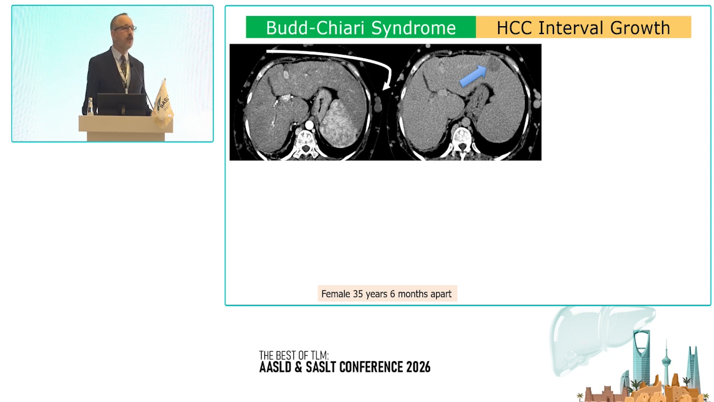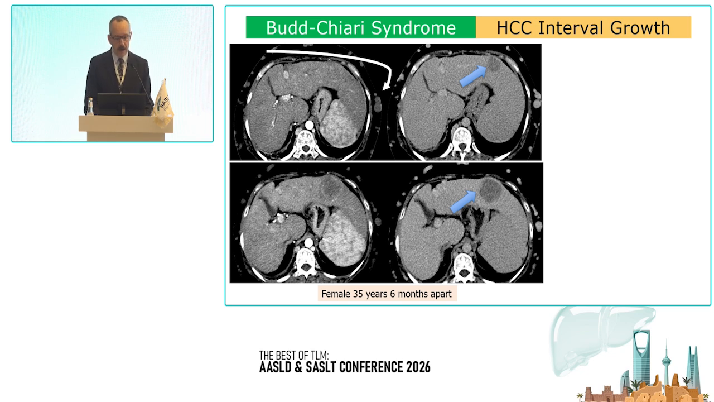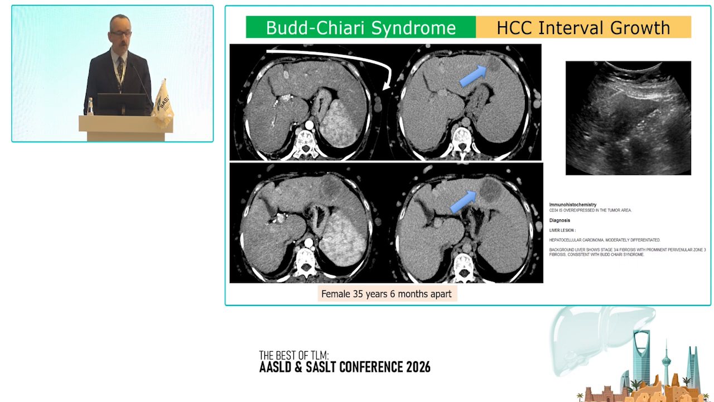Of course, we have to consider the regular features we always see. For example, see this patient. This is a female, one of our patients, 35 years old, and in 6 months, we see how large this nodule has grown. This is absolutely atypical. We did a biopsy, and of course, there was a hepatocellular carcinoma. By the way, most of these hepatocellular carcinomas will be low grade.